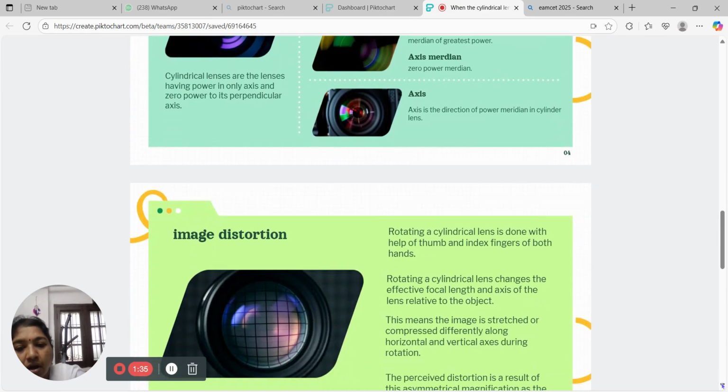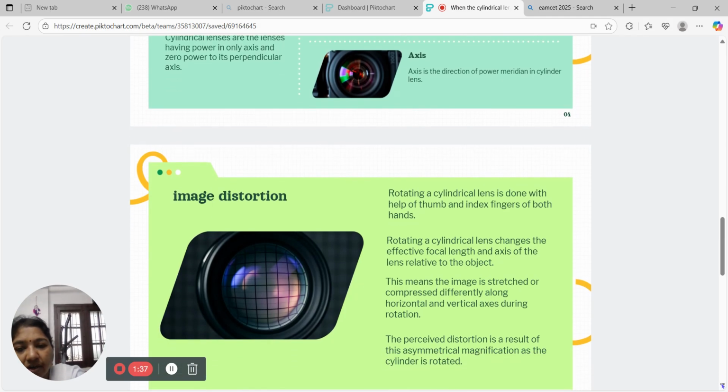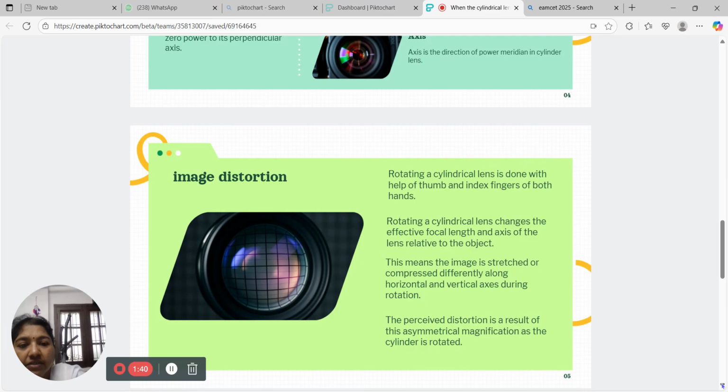Then coming to how you identify a particular lens as a cylindrical lens. When you rotate the cylindrical lens by holding it between your thumb and index finger, and rotate the lens from one hand to the other, what will happen? The focal length in that cylindrical axis changes, and the axis of the lens also changes relative to the object.